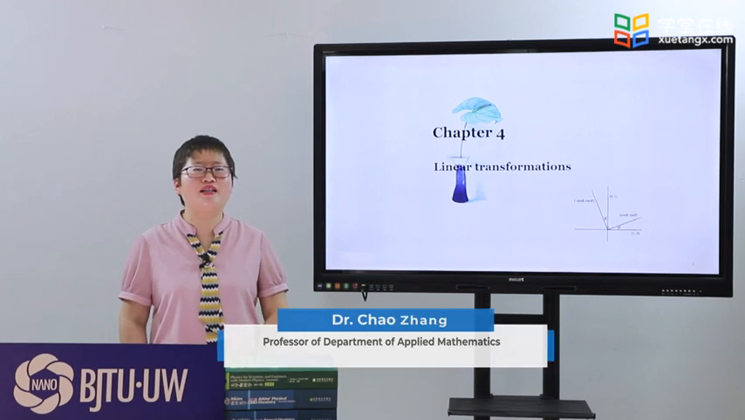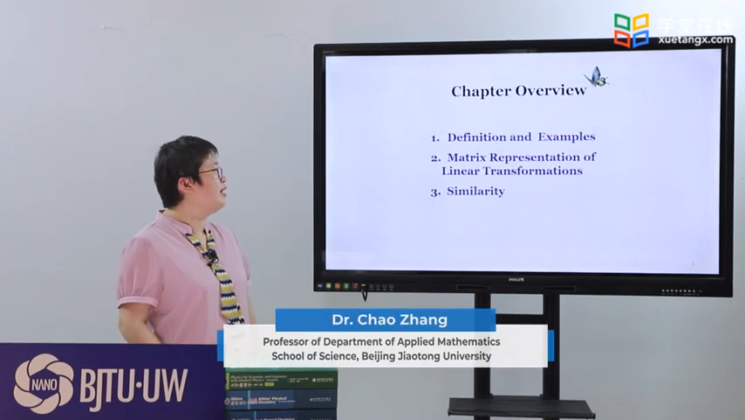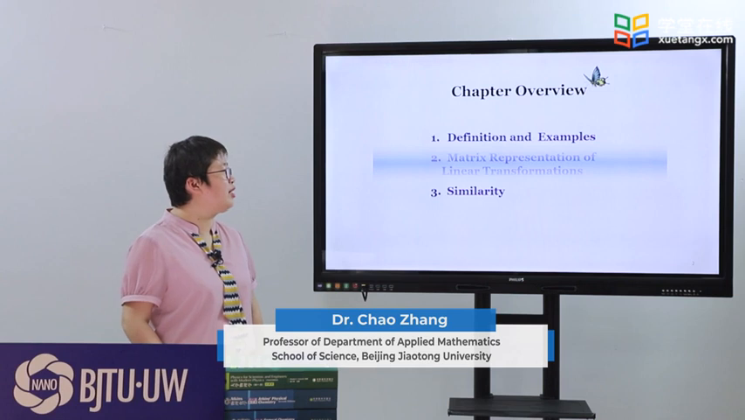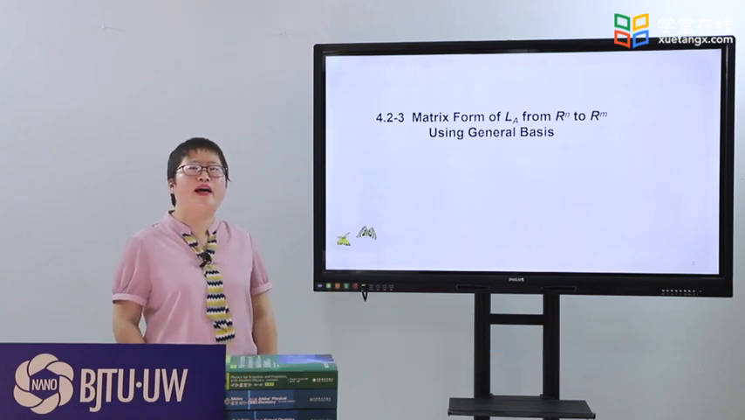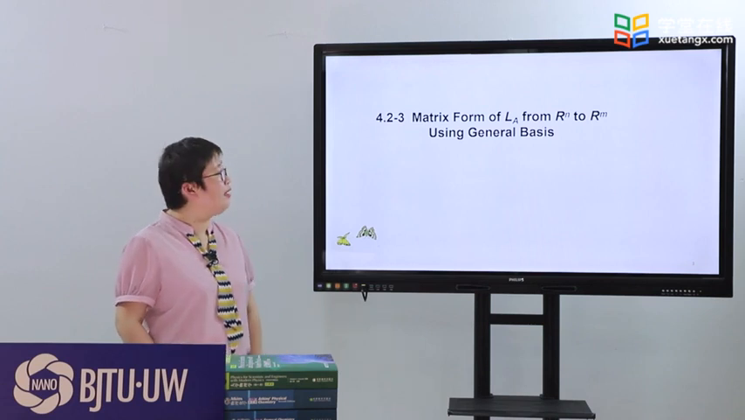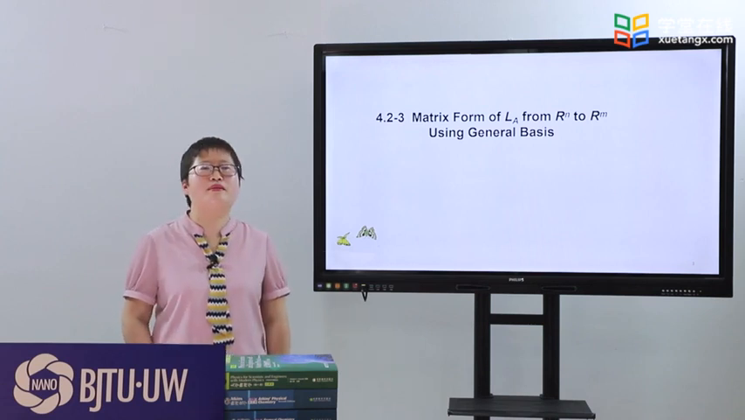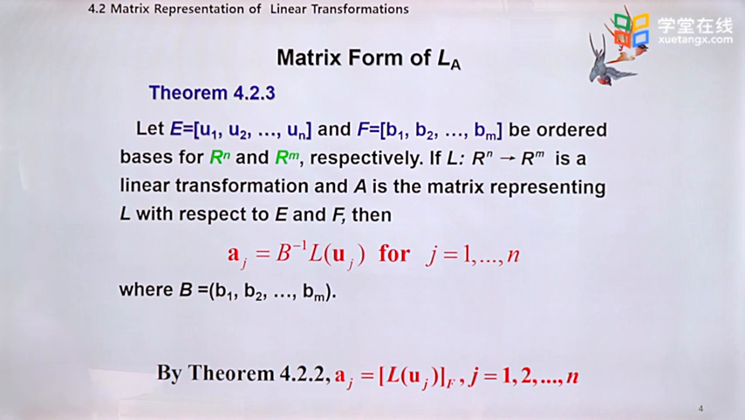We continue to learn Chapter 4, Linear Transformations. Section 2, Matrix Representation of Linear Transformations. Part 3, Matrix Form of a linear transformation from Rn to Rm using general basis. We first see this theorem, 4.2.3.